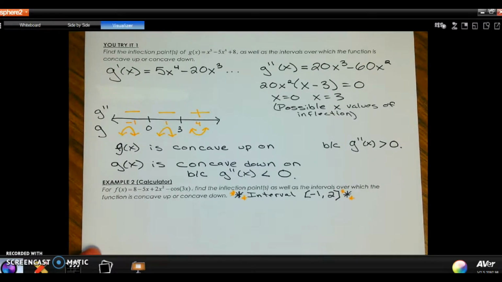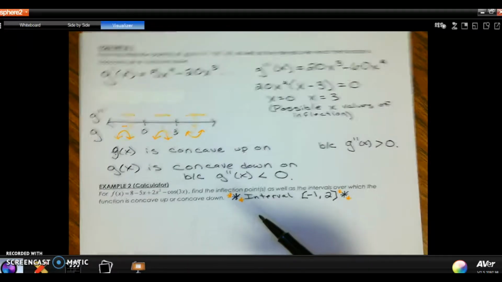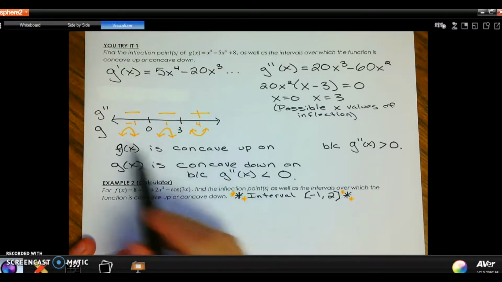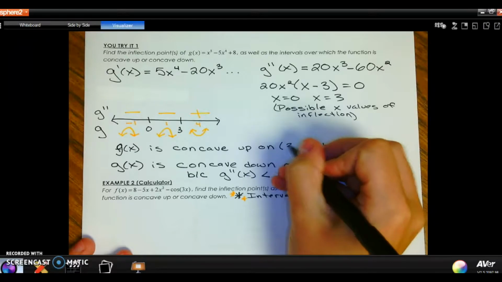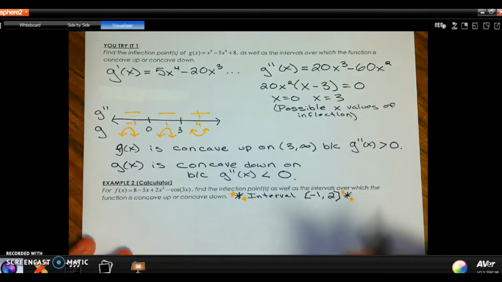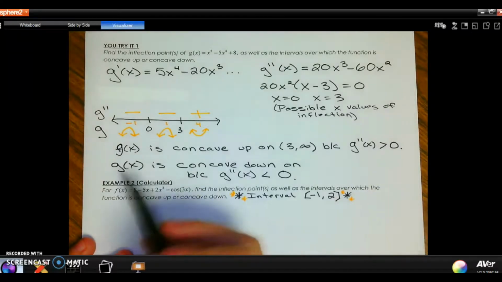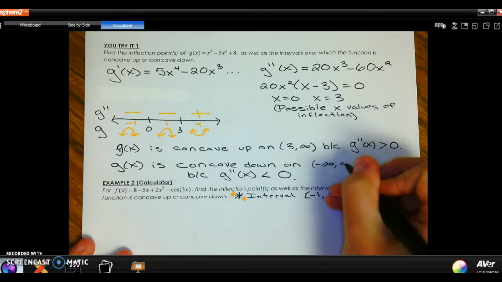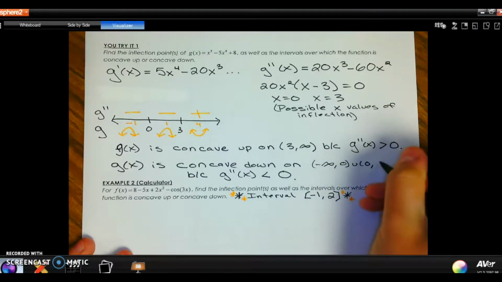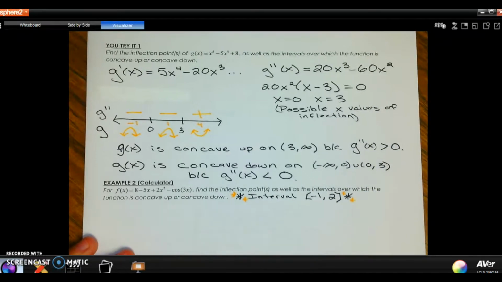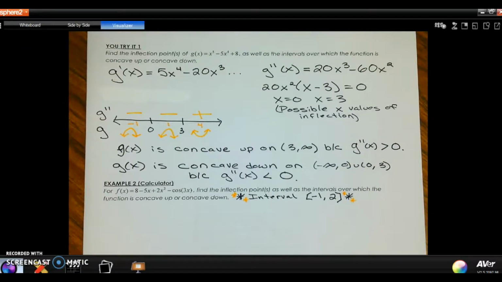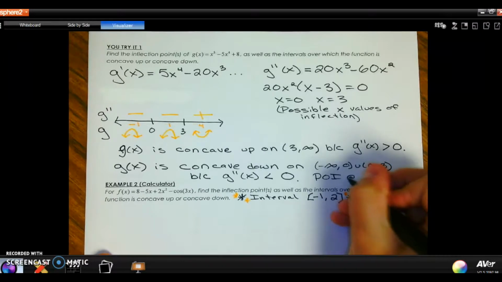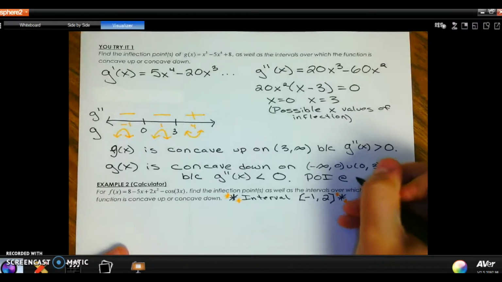So a question on this might say something like, how many points of inflection does this have? So the answer to that would be 1. So kind of my conclusion here, we'd say g of x is concave up on the interval 3 to infinity because the derivative there is positive. And we say g of x is concave down from negative infinity to 0 union 0 to 3 because the derivative there is less than 0. So we have that being negative. And there is a POI, a point of inflection, at x equals 3.